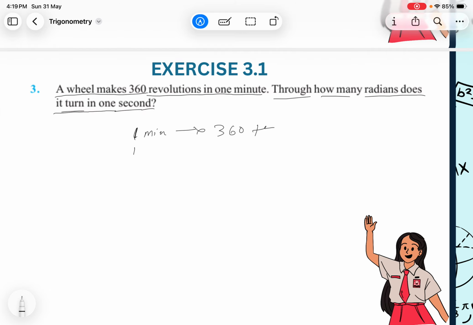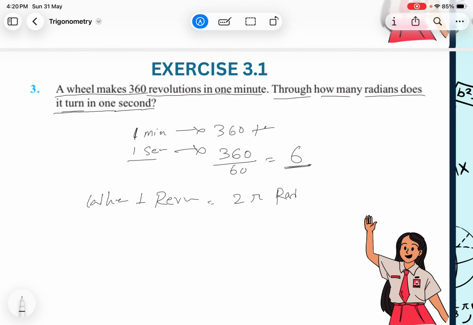So in 1 second, it will rotate 360 by 60. Why? Because we are dividing by 60 seconds, which is equal to 1 minute. That is equal to 6, right? So in 1 second this wheel will rotate 6 times. So when this wheel rotates one revolution, it covers 2 pi radian, that is equal to 360 degrees.